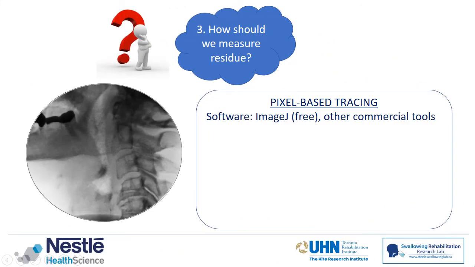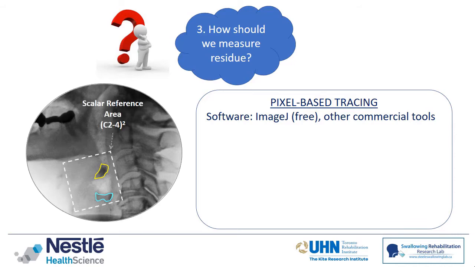So, if you want to measure residue precisely, this can be done using pixel tracing tools, which is something like using Photoshop to edit a photograph. There are several software tools available for doing this. In my lab, we use a freeware called ImageJ. Once you have a suitable software, you can trace residue on a frame at the end of a swallow and then determine the ratio of that residue area to a scalar.